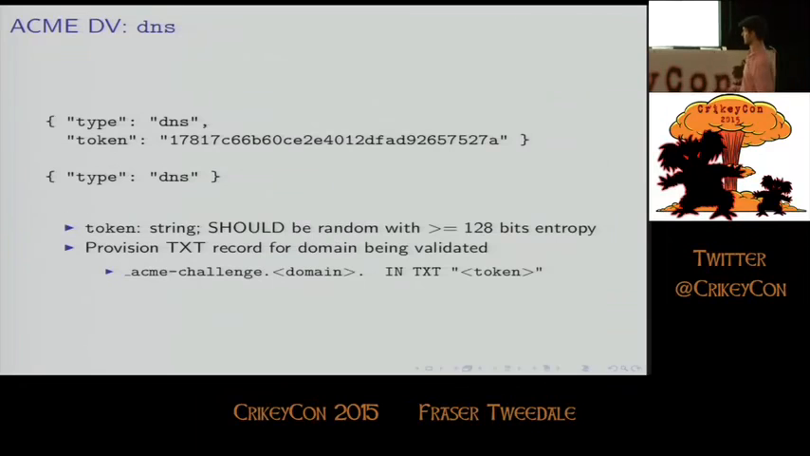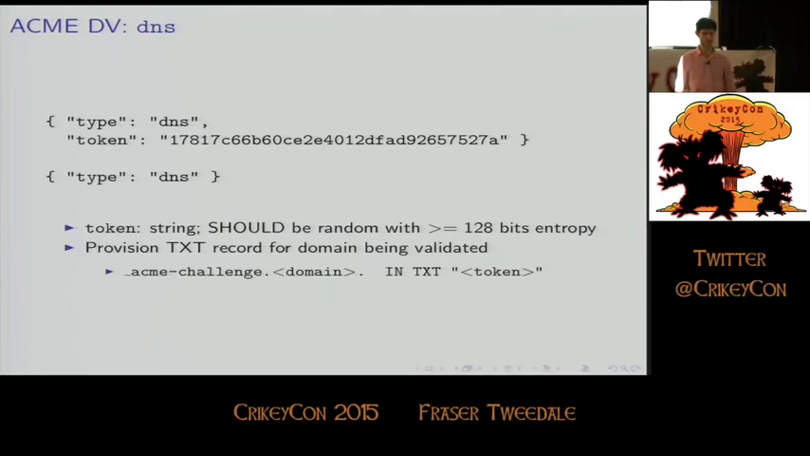DNS, fortunately, is a fair bit simpler. You just get a token and you have to provision a TXT record for _acme-challenge.domain being validated in TXT and then this value. And there's actually no additional information included in the response to the ACME CA. It just says, hey, I've responded to your challenge. You can go and check that the record exists now. If it does, and if the value matches the token, then that validation is passed.